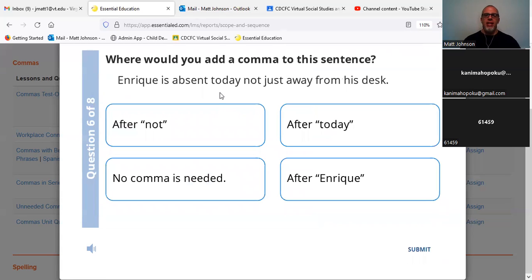You don't see this type of sentence structure more in creative writing than you would in formal writing. But I mean, that is correct. So Enrique is absent today, comma, not just away from his desk, right? Looking for that complete idea first.